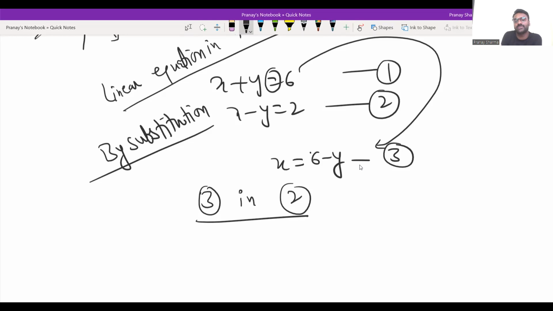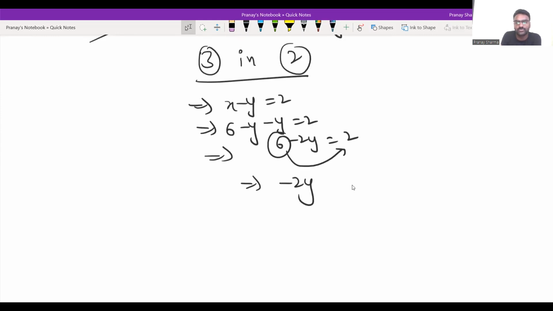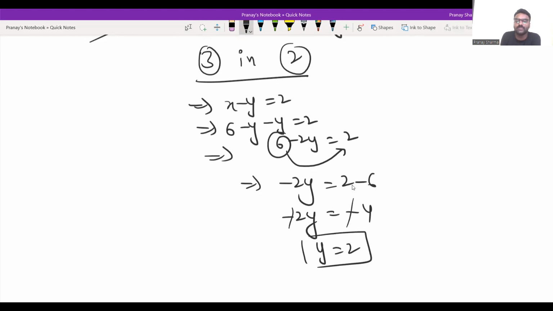Fine. So when we are substituting the value of x equals 6 minus y, which is equation number 3, in equation number 2, instead of x I should be writing 6 minus y. So 6 minus y minus y equals 2, that is 6 minus 2y equals 2. Because we have the same sign, addition is to be followed, that is why I performed this. So this will be minus 2y, transposing this to the right hand side, it will be 2 minus 6, that means different sign, subtraction, this will go away, y is 2. So we got the value of y as 2.